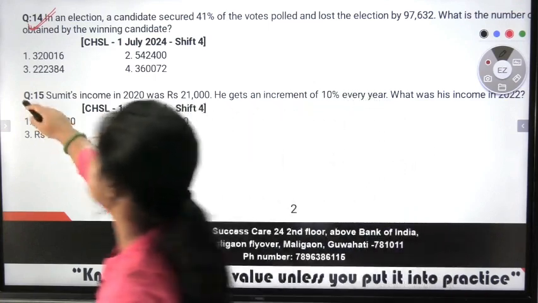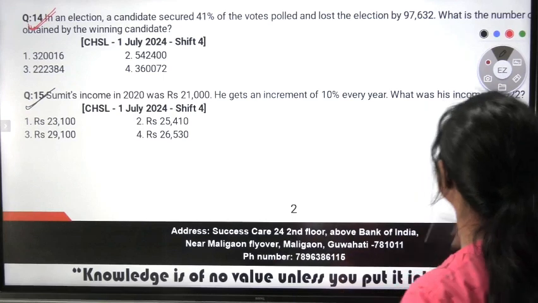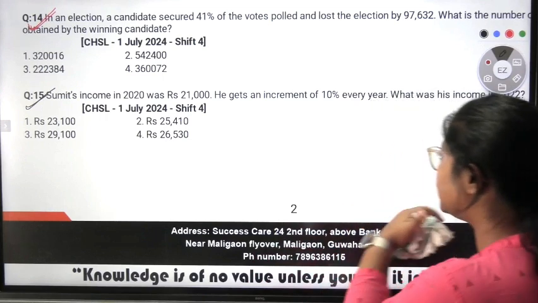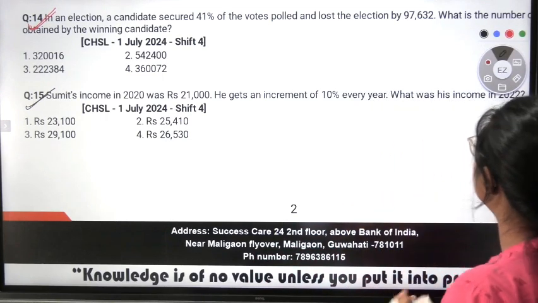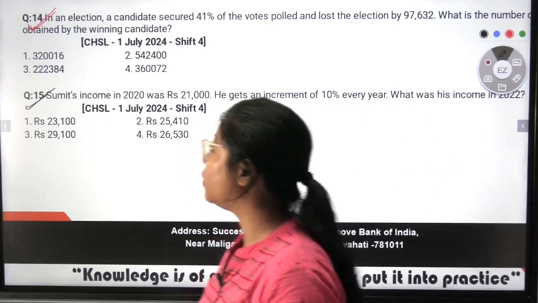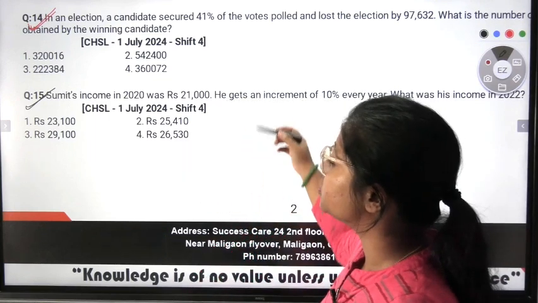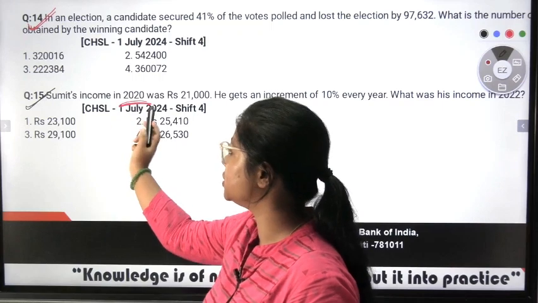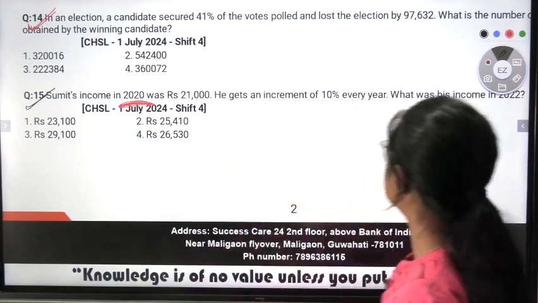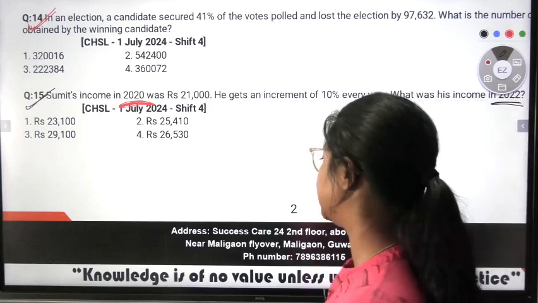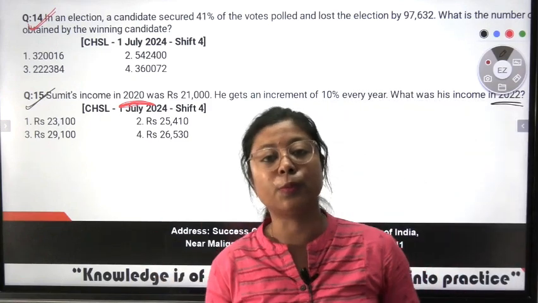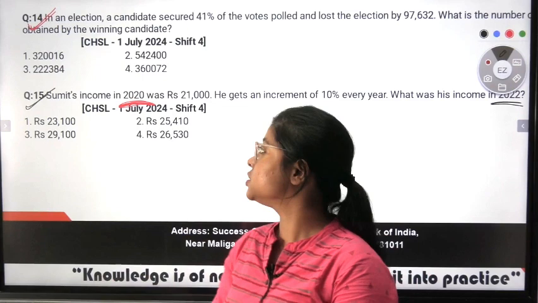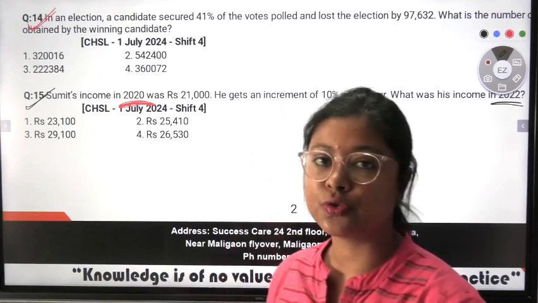All right, so now let's move to question number 15. Question number 15 is given as, Sumit's income in 2020 was this. He gets an increment of 10% every year. What was his income in 2022? Same question, we have already done this. I think question number 13 was the same type, 2 years of duration, isn't it? In question 13, you were given the population in 2020 and asked to find the population in 2022. And in this question, you were given the income in 2020 and asked to find the income in 2022.